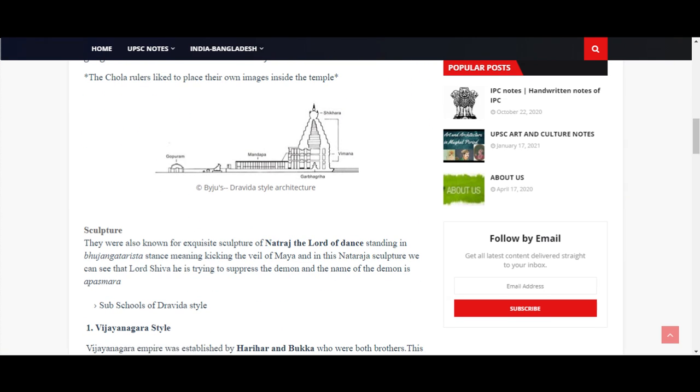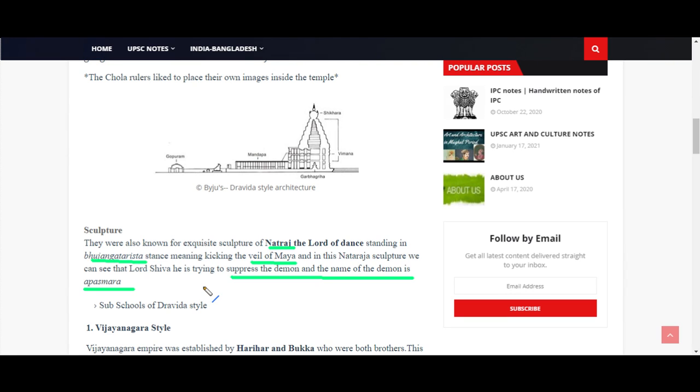We also find that the Chola rulers liked to place their own images inside the temples. So in some of the temples which they constructed, their own images have been placed inside. The Cholas also made a very beautiful sculpture of Nataraj, the Lord of the Dance. In this sculpture, Nataraj is standing in the Bhujangatrasta stance, kicking the veil of Maya, and trying to suppress the demon, whose name is Apasmara.